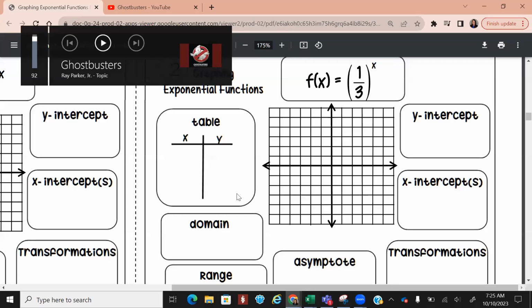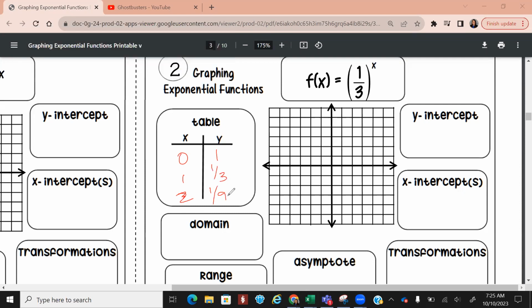So on this one, what's going to happen is we're going to plug in these numbers. This first one is going to give us 1. If we plug in 1 in here, we're going to get 1/3. If we plug in 2, we're going to get 1/9. Now, you probably got some decimals, right? You probably got like 0.3 repeating. And then when you typed in 1/3 raised to the second power, what'd you get?